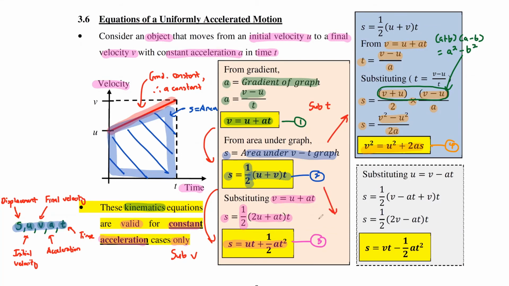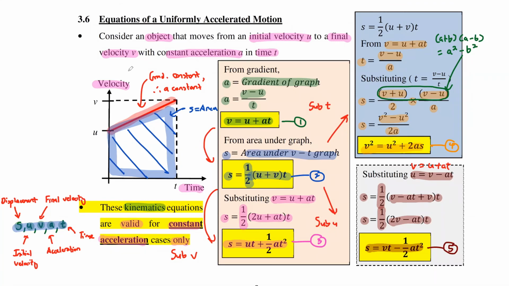For the last equation, we will be subbing for u. Since v equals u plus at, we know that u is going to be equal to v minus at. Subbing this into equation 2, we get s equals half (v minus at plus v) times t, so s equals half (2v minus at) times t. Eventually, the equation simplifies to s equals vt minus half at squared. This is the last equation.